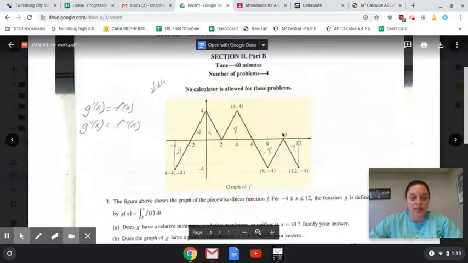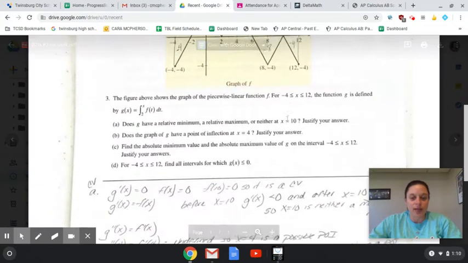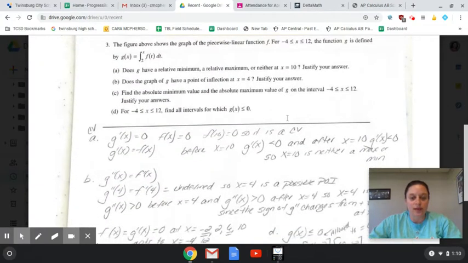I think it makes a little more sense. I probably did more work than I should have, but it kind of was helping me to kind of see the process.